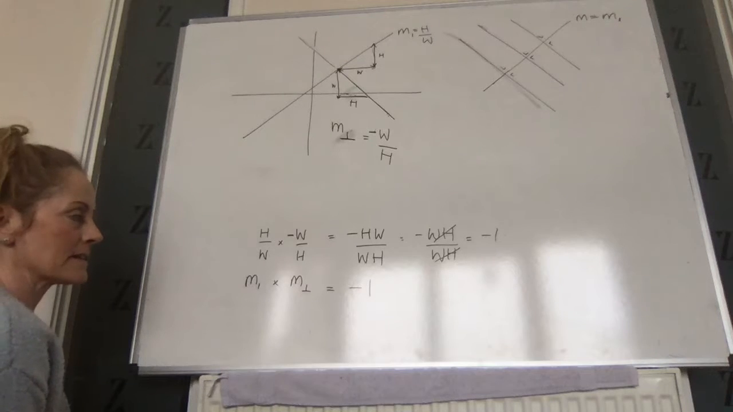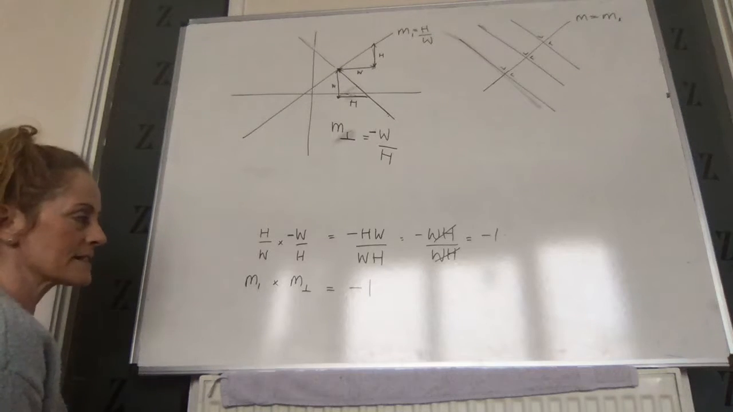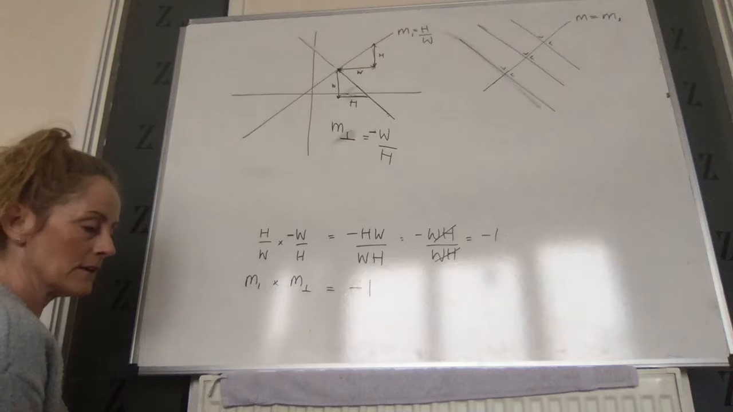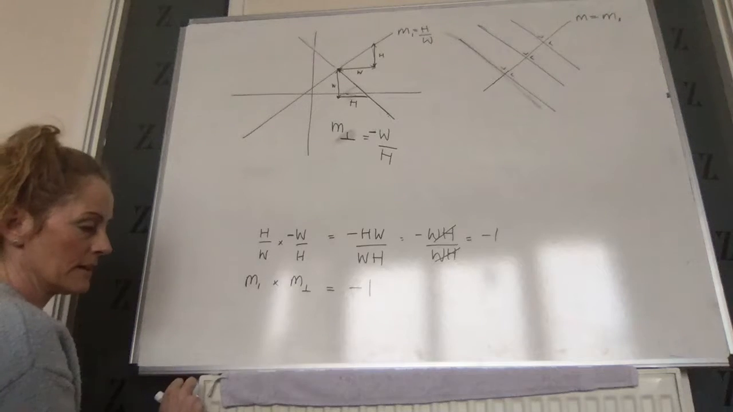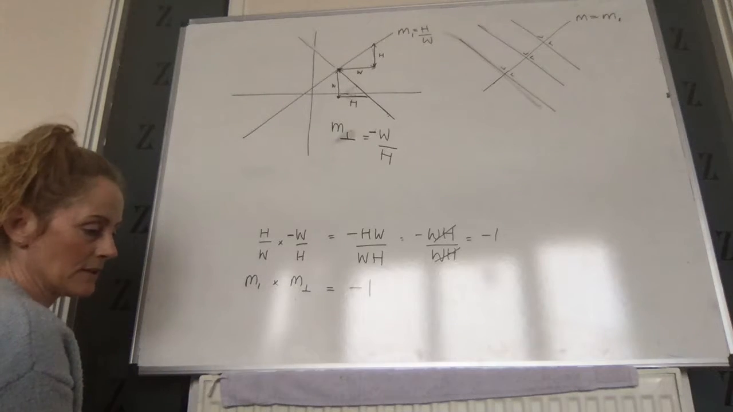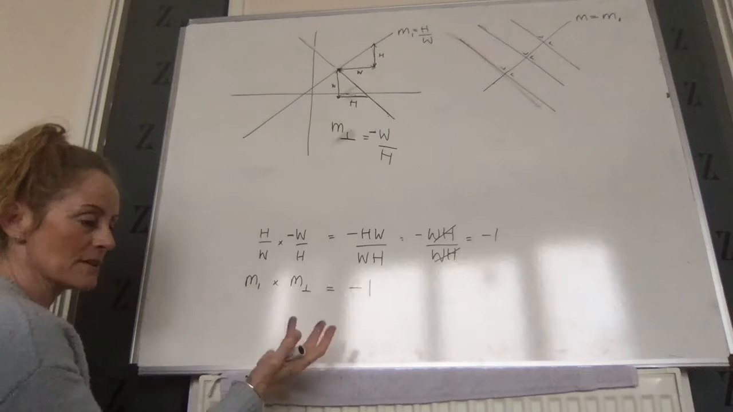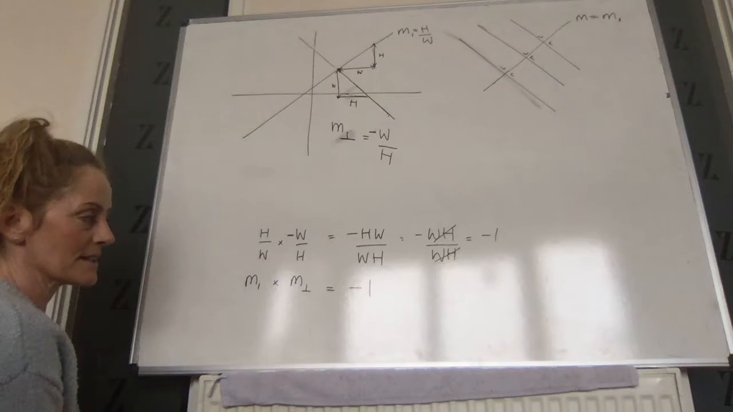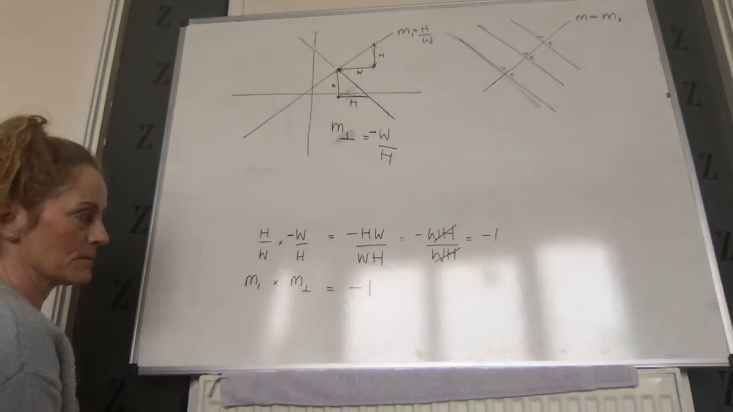Okay? And again, that's another very useful fact. If you're asked to show that two lines are perpendicular, you find the slopes of the two lines, you multiply the slopes together, and you get minus 1, and you can say, because their slopes multiply to give you minus 1, those lines are perpendicular.